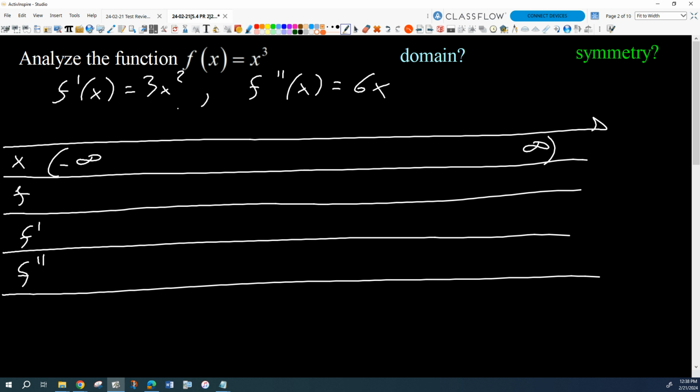Okay, critical numbers. Where's the first derivative nowhere undefined, right? Where's it 0? Yeah, it's 0, right? So we only have one first derivative critical number, where the derivative is 0. The fact that it has a 0 derivative tells us what? It has a horizontal tangent.